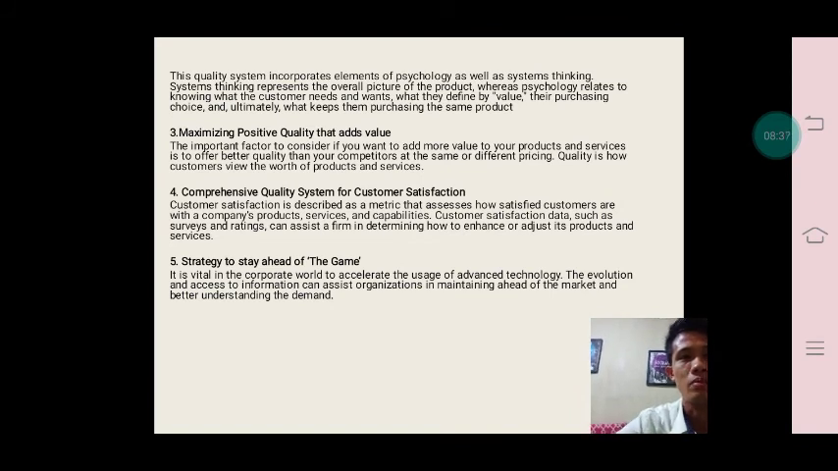Number 3, maximizing positive quality and adding value. The important factors to consider if you want to add more value to your product and services is to offer better quality than your competitors at a different pricing.